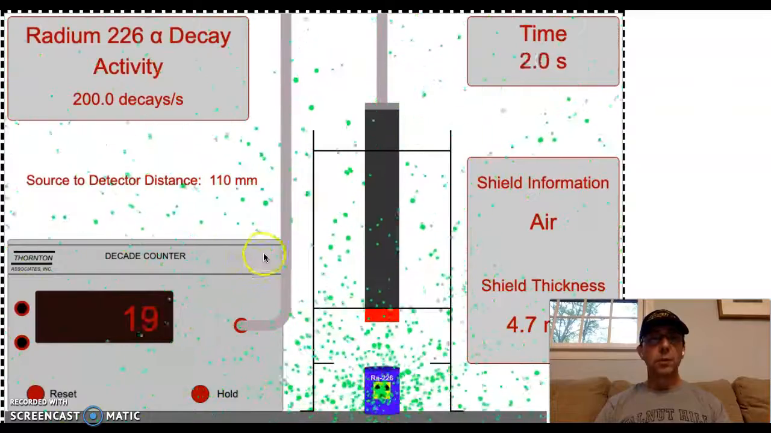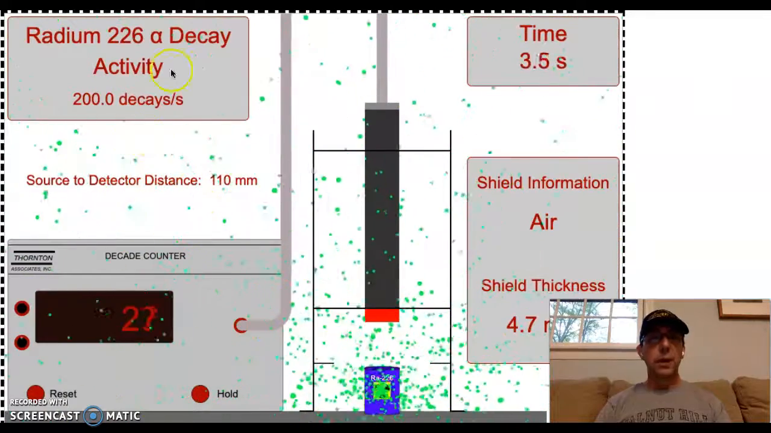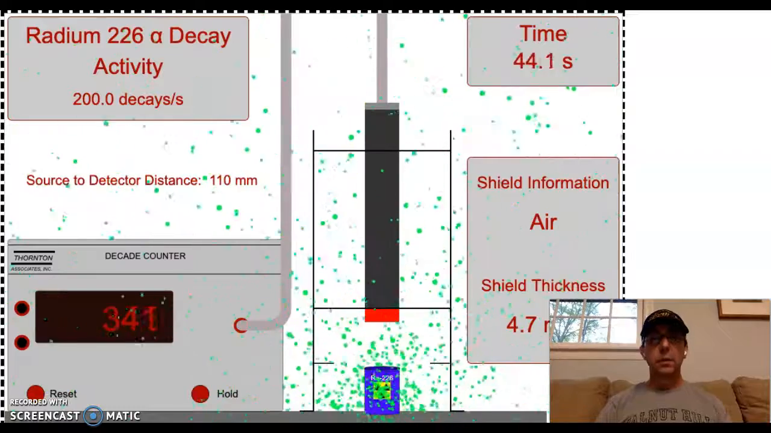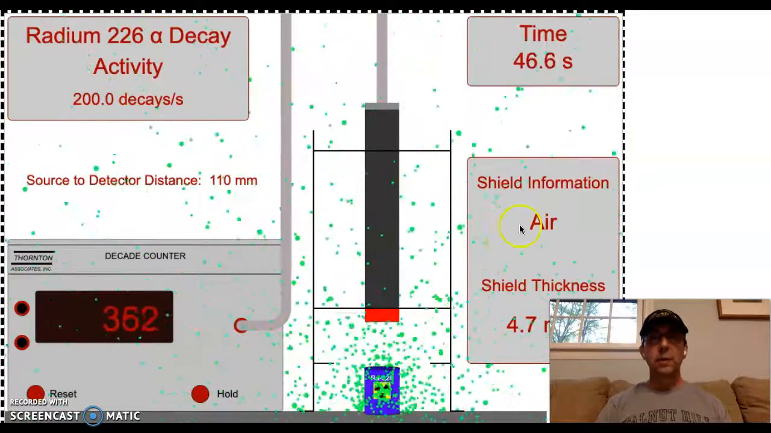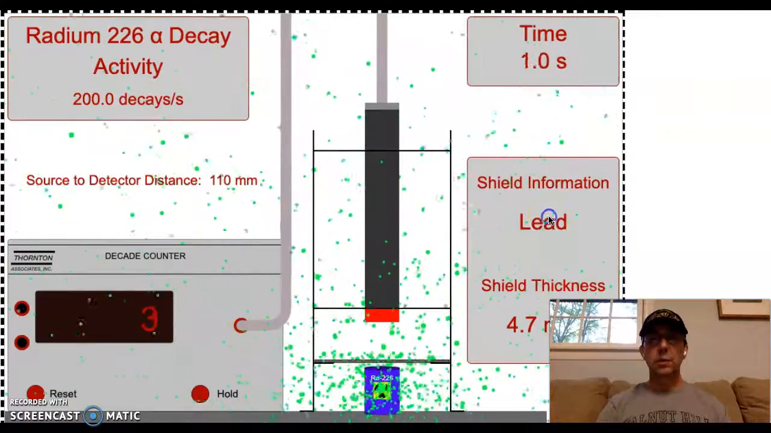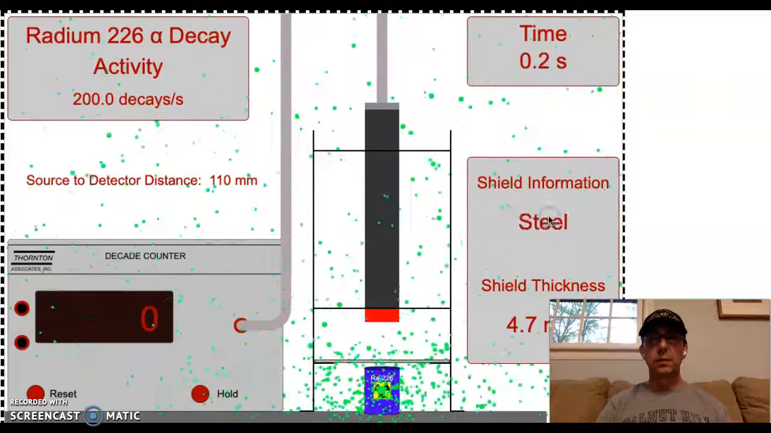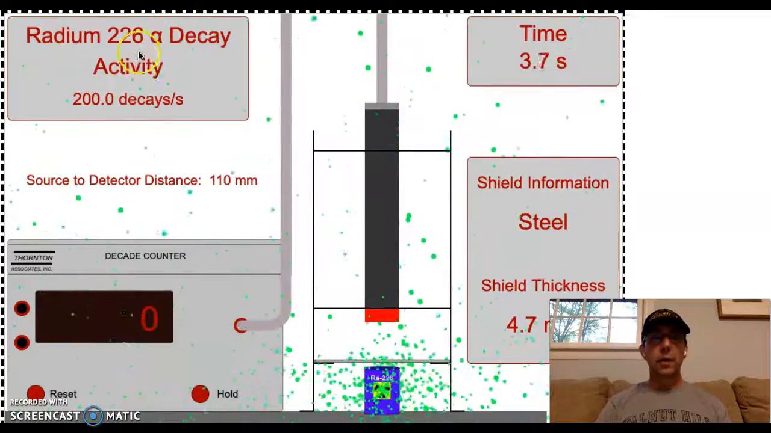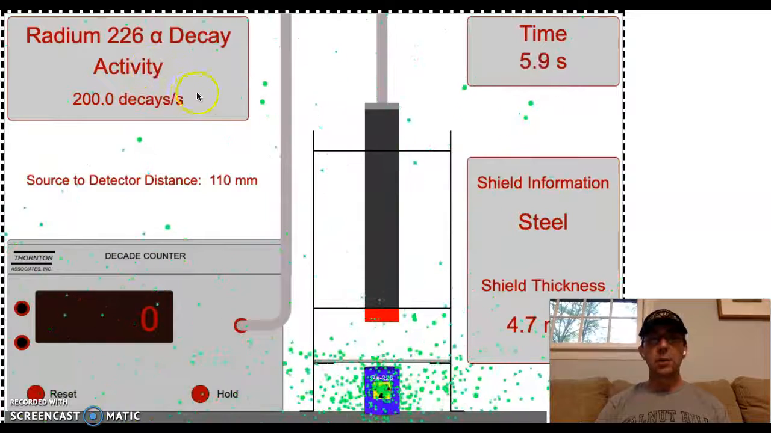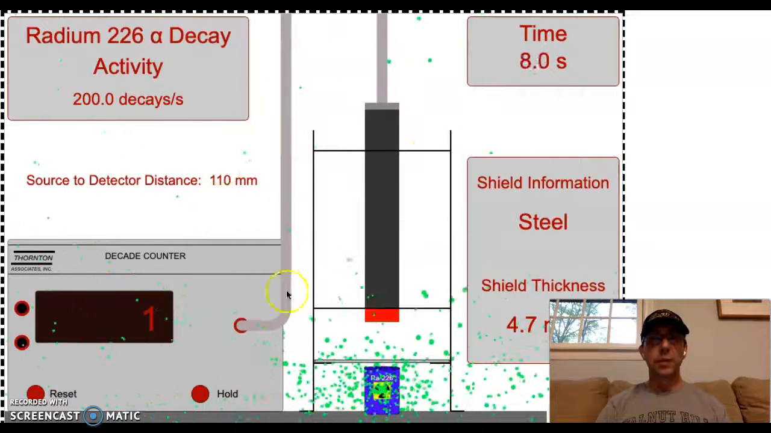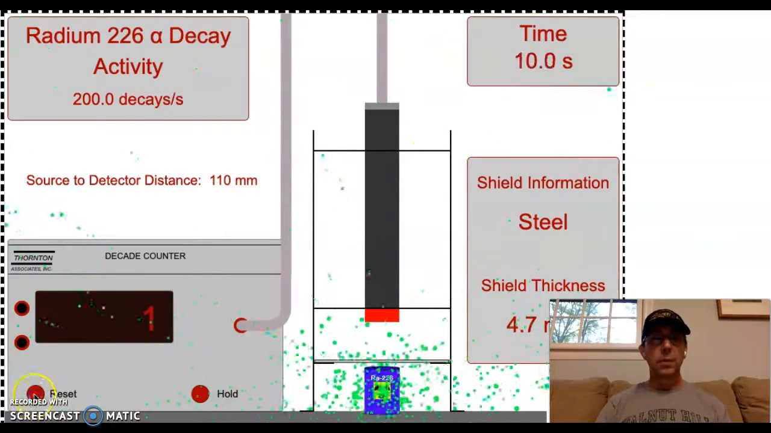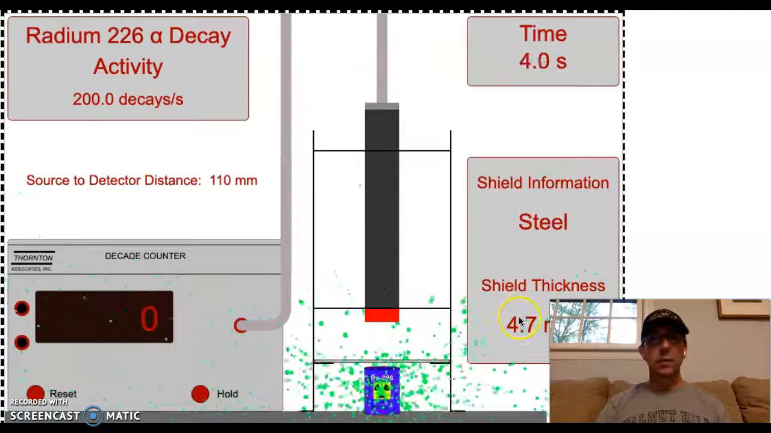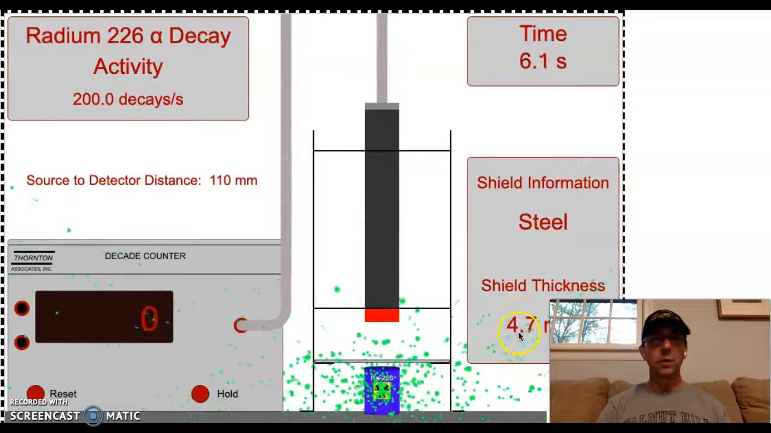So what we're going to do today is look at how we can change a couple of different things. First part of the lab, we're going to measure the stopping distance for steel. So we're going to select steel as our shield, and we're going to look at all three different types of radiation and see what thickness will stop the counts. So what we want to do is reset, and change the thickness of the steel until we get no counts for 30 seconds.